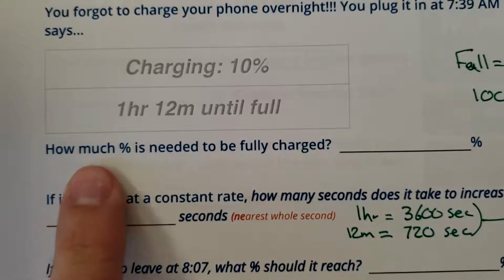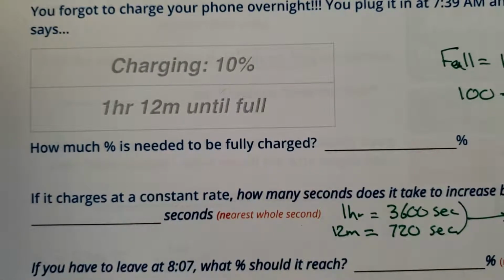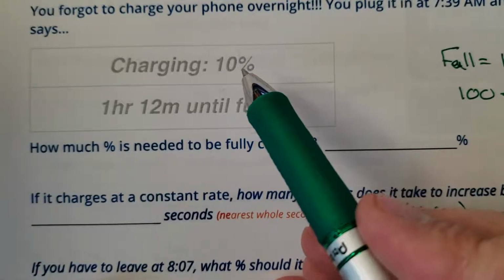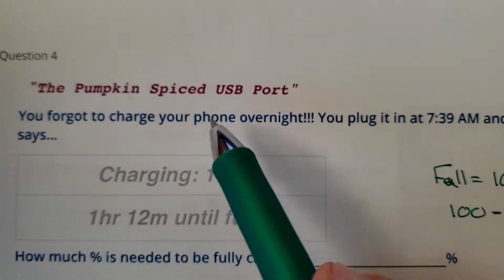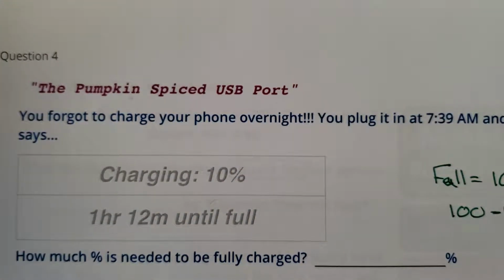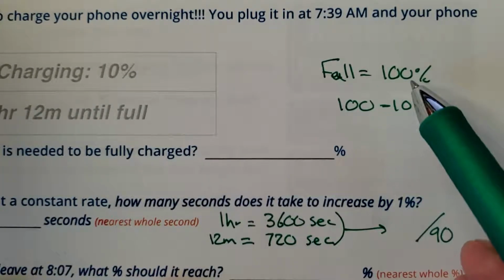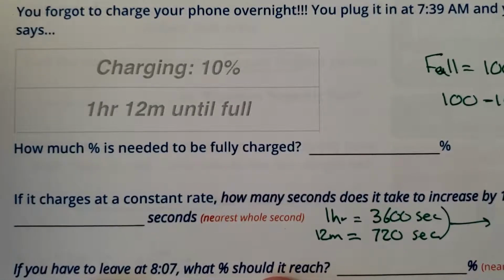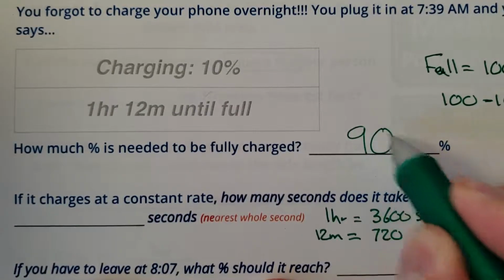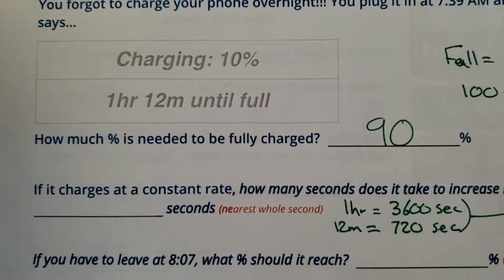Okay. How much percent is needed to be fully charged? Okay, this is an easy one. I start things off pretty nice for you here. If it's 10% and it's charging, full is 100%. Maybe it was the pumpkin spice thing, maybe think of fall. My bad. Full is 100%. So if you have 10%, that means you need 90% to be fully charged. Wow, pretty tough, right? Well, just hang on a second.